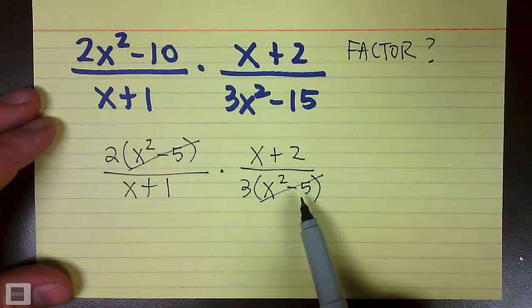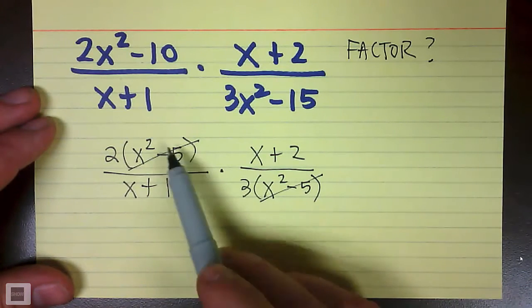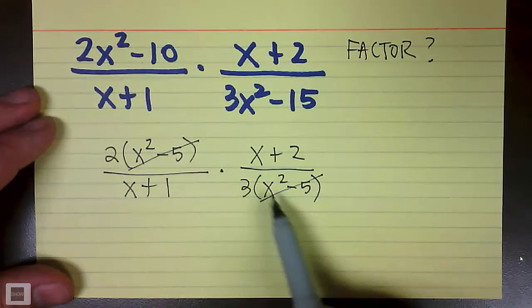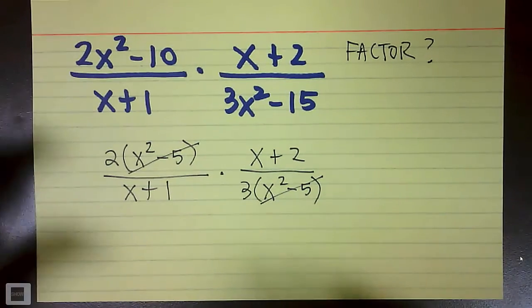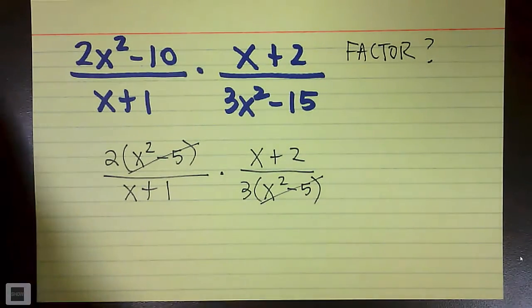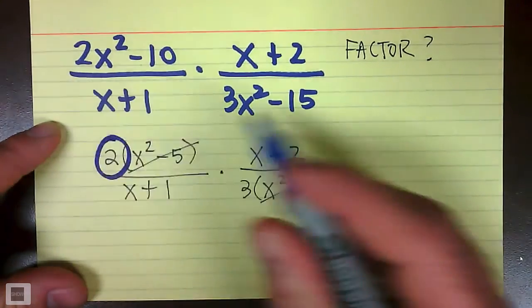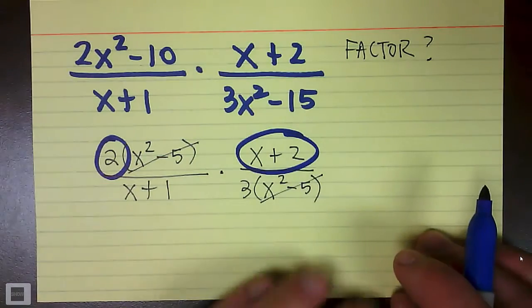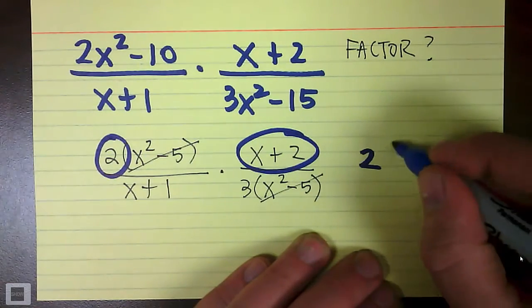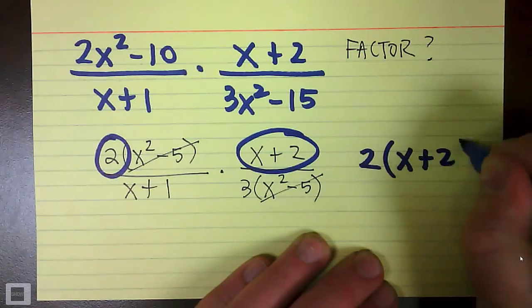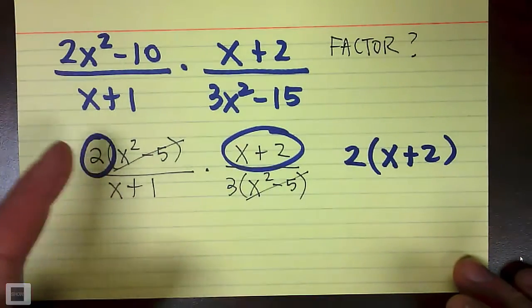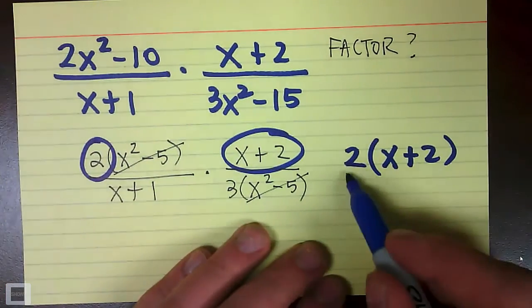It doesn't have to necessarily be on top of each other. This is top left. This is bottom right. Those things cancel. So what do I have left? Well, I've got a 2 and an x plus 2. Okay, so I have a 2 times x plus 2. And I want to put it in parentheses because I'm multiplying 2 times this. Well, that's what I have up top.